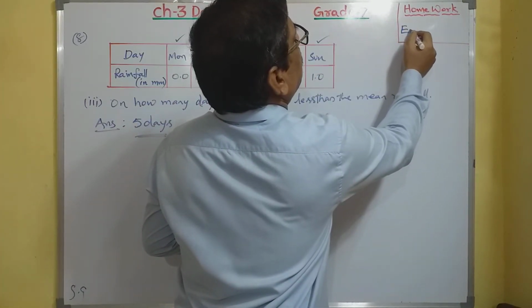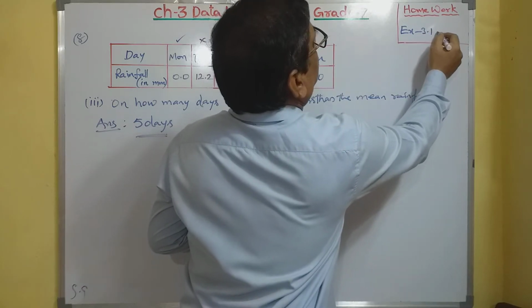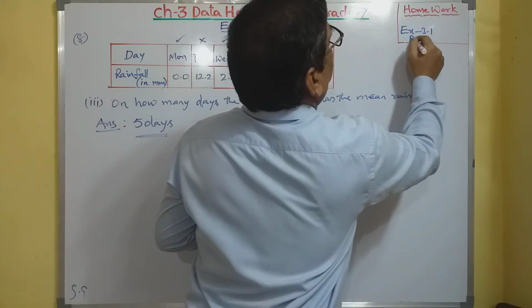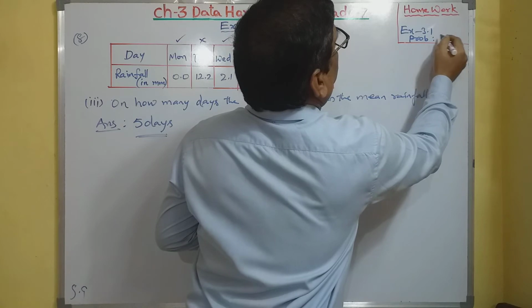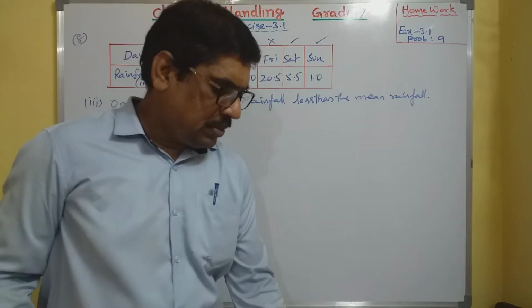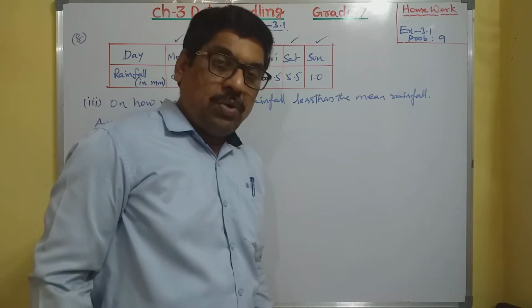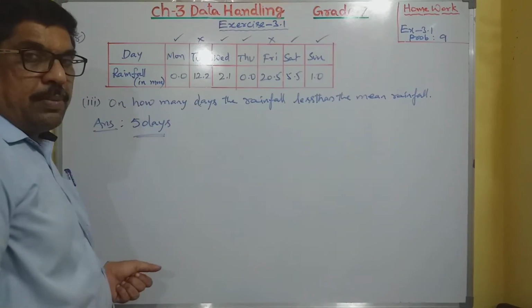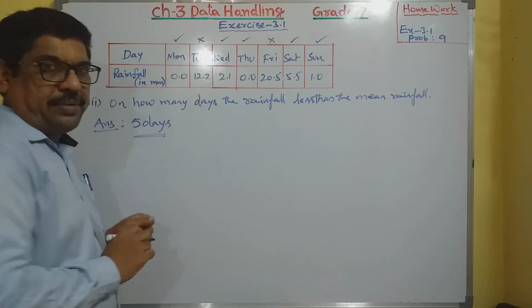This is also the same model from exercise 3.1. So problem 9 you should do as homework. That is very easy. Please do it. Okay. Now we need to learn about the mode of a data.